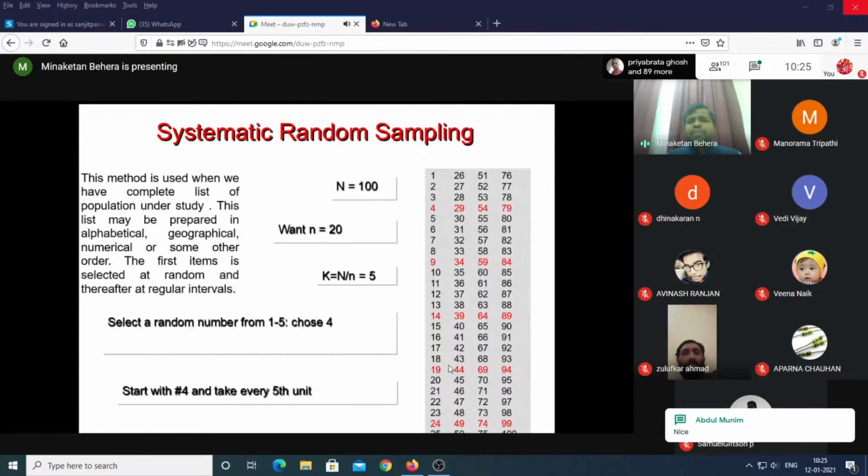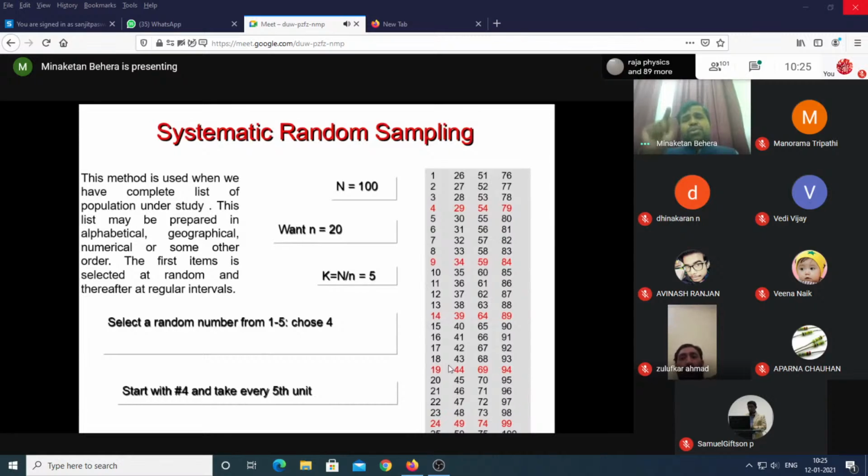Suppose I have 100 samples. So you know this 100, and that list is there, in alphabetical order, 1, 2, 3, 4, 5, 6. That order is there. Now out of 100, you know the population. Suppose you want 20 samples. Very easy, nothing else is there. So you want to select 20 samples.